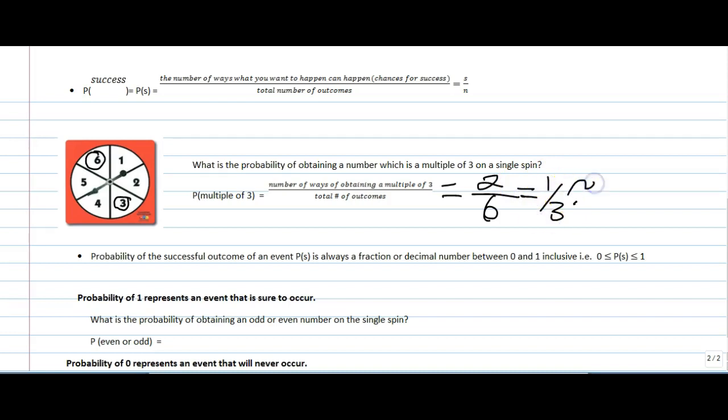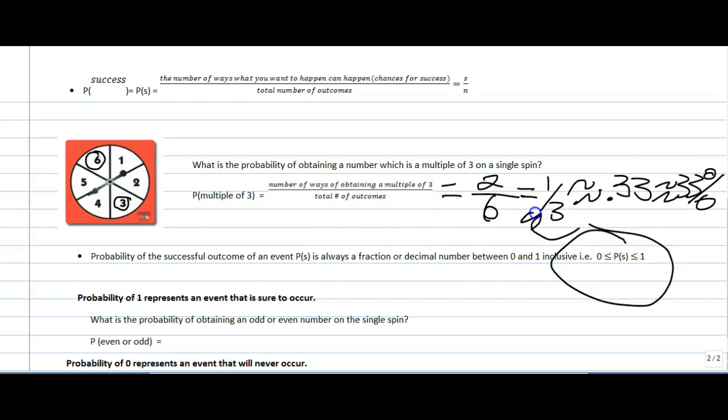And of course, I could write that as a decimal. I take the fraction and write it as a decimal by simply dividing 1 by 3, and that would give me approximately 0.33, rounded off to the nearest hundredth. Or I could also express the probability as a percent, which would be approximately equal to 33%. Actually, it's 33 1/3%. Now, note that probability is always a number between 0 and 1. It's always going to be a fraction or a decimal number between 0 and 1.